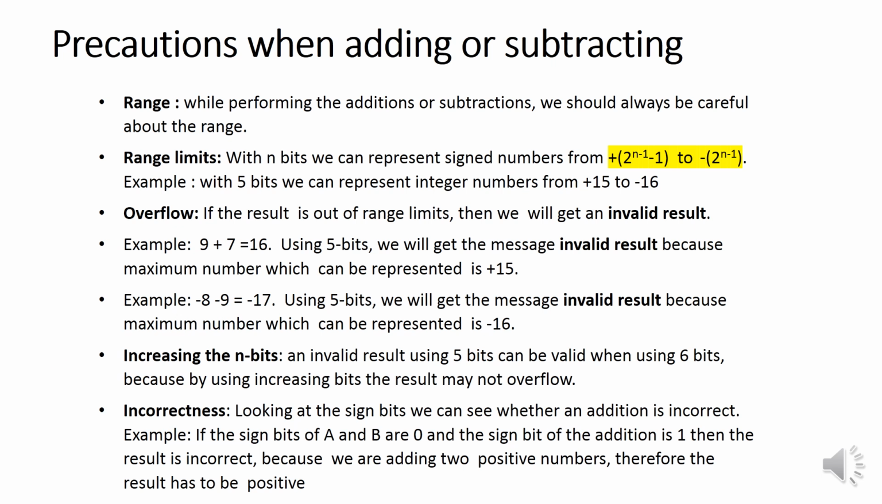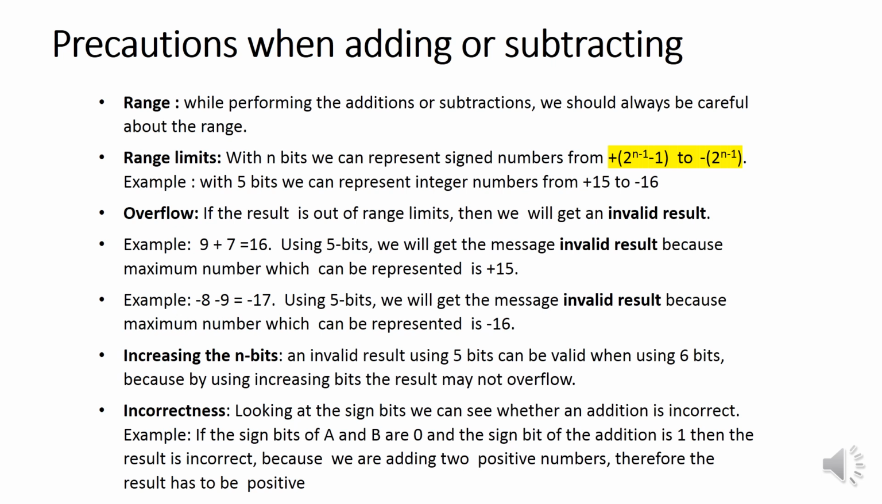Increasing the number of bits. This means if we get an invalid result using a certain number of bits, we can try with an increased number of bits, because by using higher number of bits, the result may not overflow.